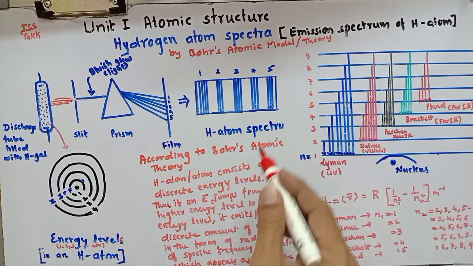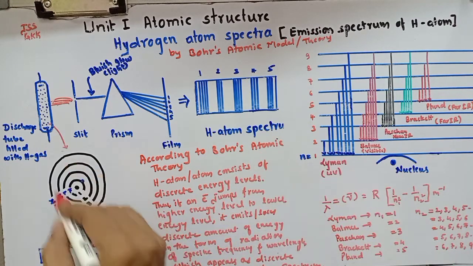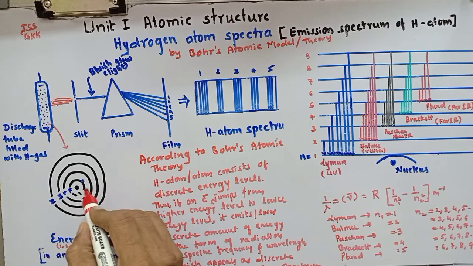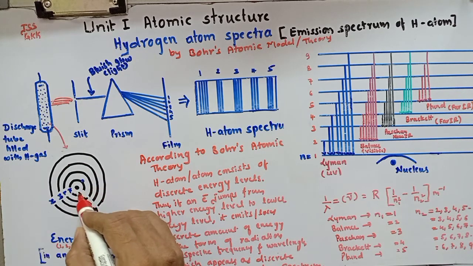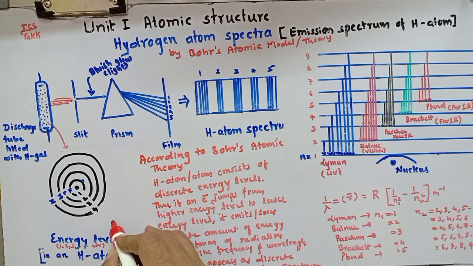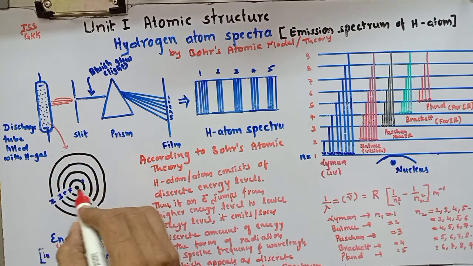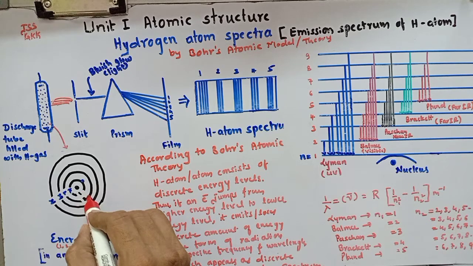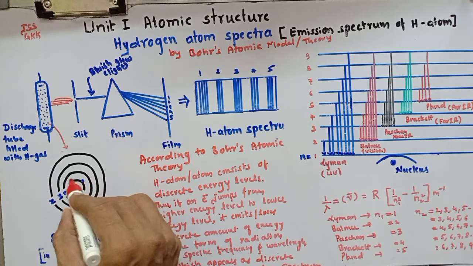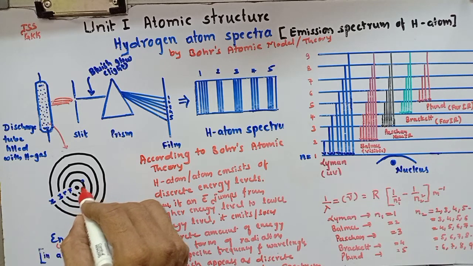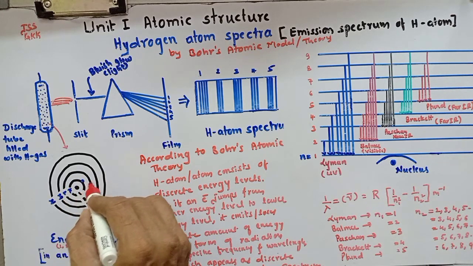Here, according to Bohr atomic model, the hydrogen atom or any atom consists of discrete energy levels. That means he has given the numbers starting from the nucleus: 1, 2, 3, 4, like that. That means if it is a hydrogen atom, it consists of energy levels like 1, 2, 3, 4. These energy levels are associated with a certain fixed amount of energy. So that means the hydrogen atom consists of discrete energy levels.